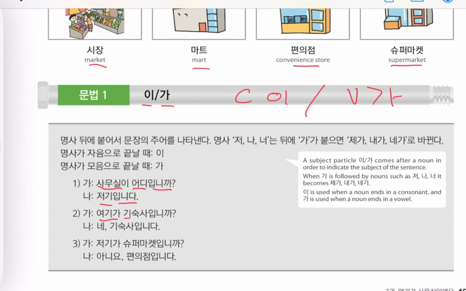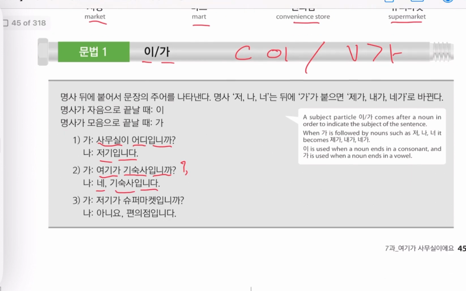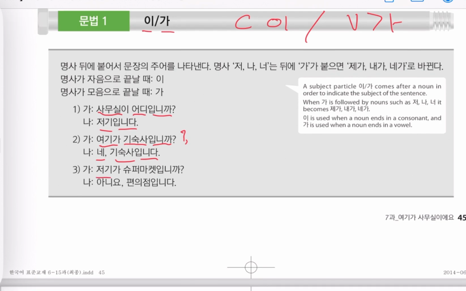Yogiga here. Gisuksa is dormitory. Imnika is asking a question. Here is the dormitory and room? Ne, yes. Gisuksa imnida. Yes, there is the dormitory and room. Chogi is over there. Supermarket is supermarket. Imnika, asking. Is there a supermarket over there? 아니요, no. Pyeonijom. Pyeonijom is a little store, a convenience store. Imnida. No, there is a convenience store.